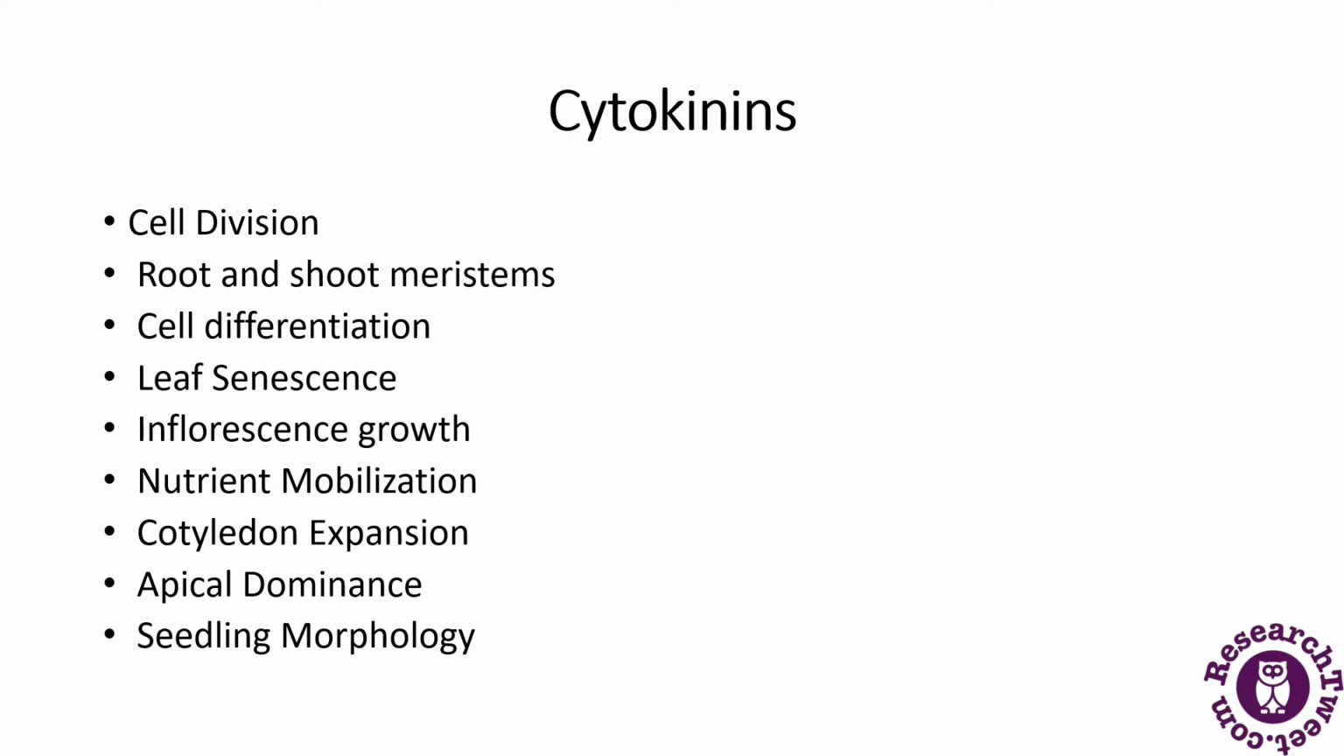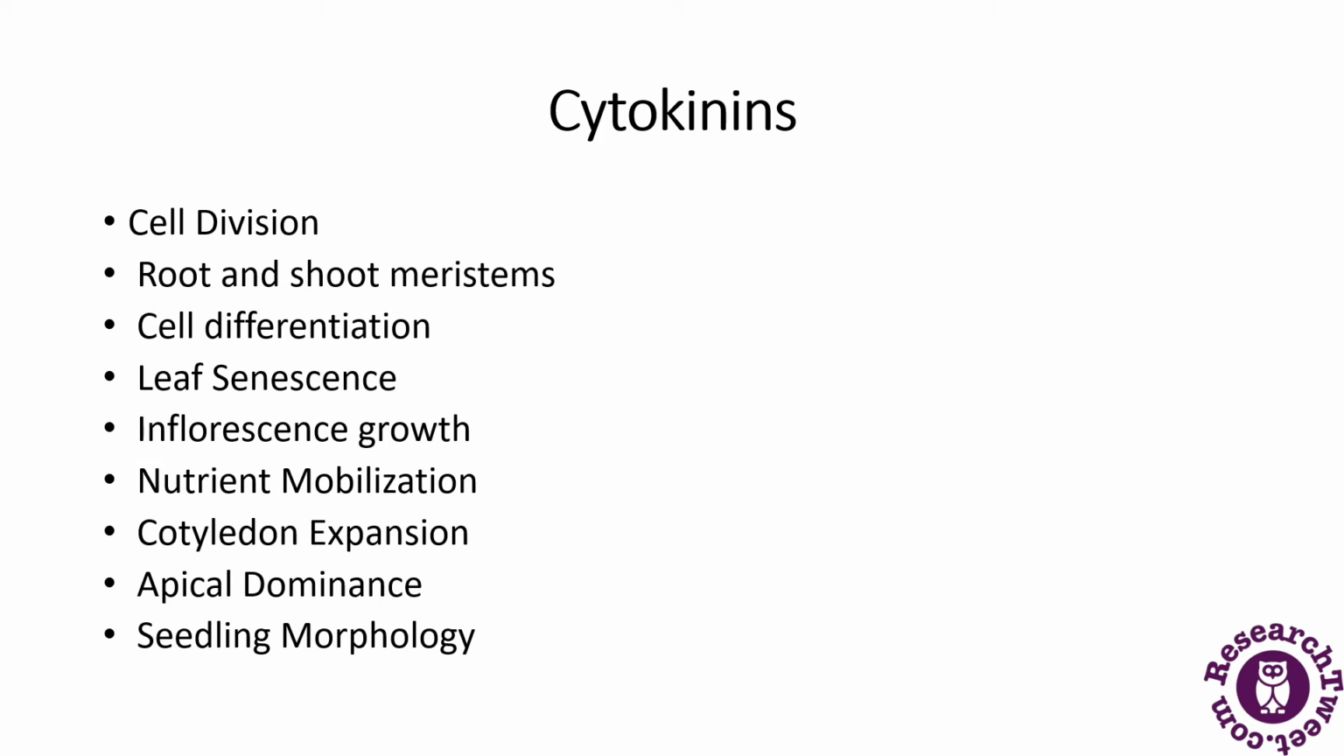Then comes the next plant hormone or the next plant growth regulator, which is known as cytokinins. Cytokinins plays role in the cell division. It also plays a role in the shoot and root meristems. It plays a role in the cell differentiation, leaf senescence. Then there is an inflorescence growth. There is a nutrient mobilization. There is a cotyledon expansion.